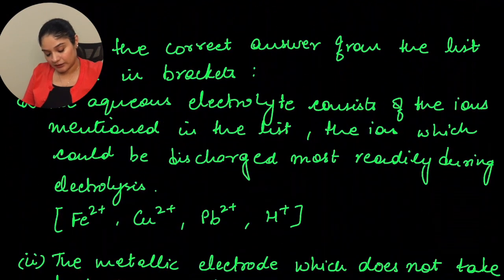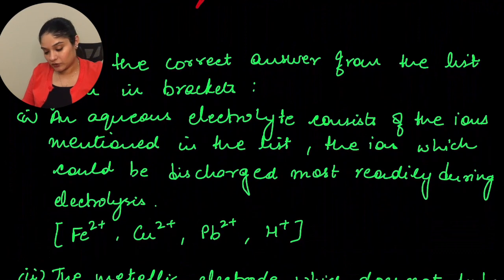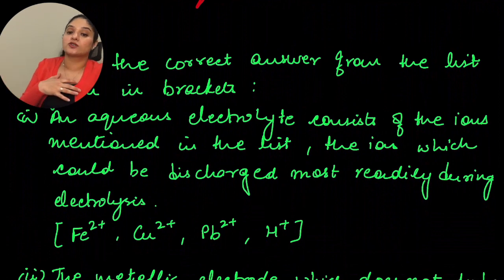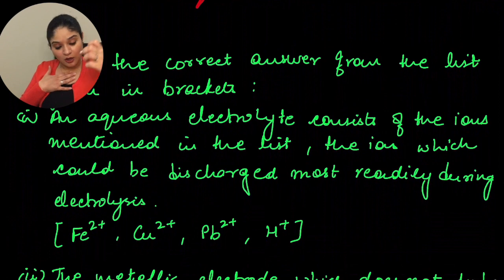Select the correct answer from the list of the items in the brackets. The first is, an aqueous electrolyte consists of the ions mentioned in the list. The ion which could be discharged most readily during electrolysis. This list is also given in the book, that is your priority range, which one will get discharged first. If you look at this list, that is iron 2+, copper 2+, lead and hydrogen, copper will get discharged first.